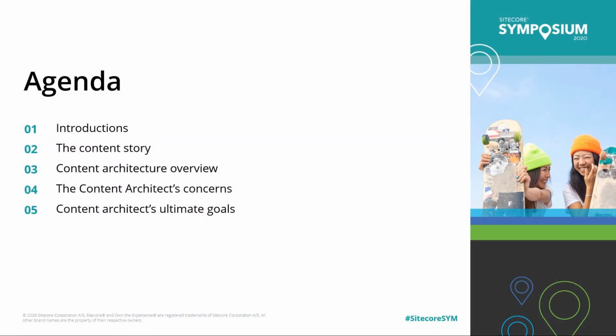Here's what you can expect in the next 20 minutes or so. We'll start with a quick introduction. I'll tell you a few words about myself and the company I represent. Then we'll set the context with the content story. We'll then define a new area of specialization called content architecture and define the role in charge of that, called content architect. We'll then dive into each one of the 8 areas of responsibilities of a content architect. And we'll finally wrap that up with 4 ultimate goals of every content architect. So let's jump right in.